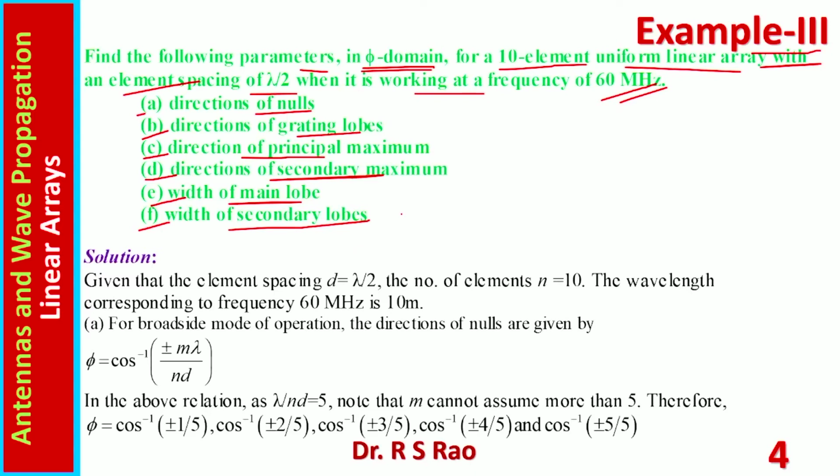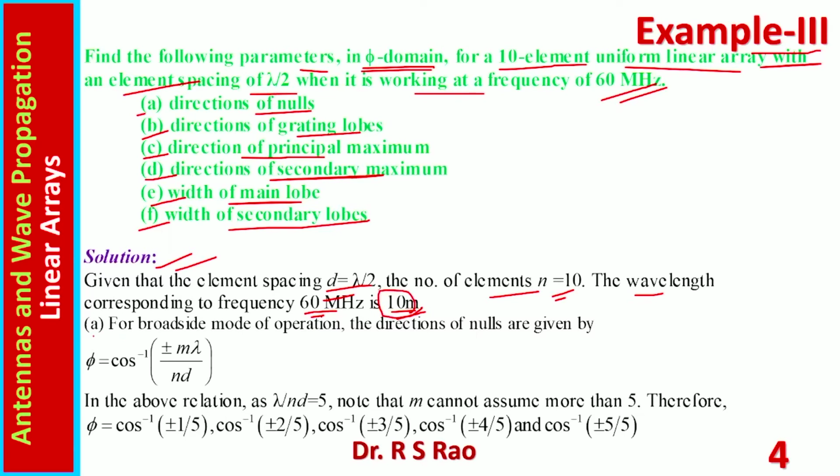So it's a typical problem, a standard problem. We proceed to solve it. Solution. Given that element spacing d is equal to lambda by 2, it is given. Number of elements is given as 10. Wavelength corresponding to given frequency 60 megahertz is 10 meters. So wavelength is 10 meters.